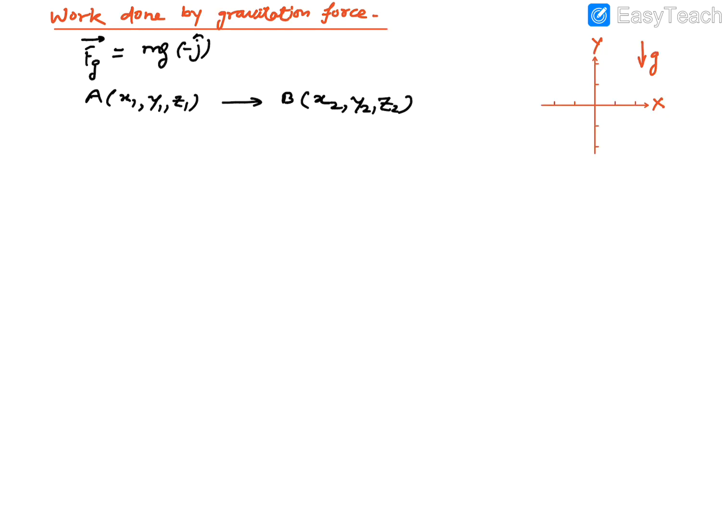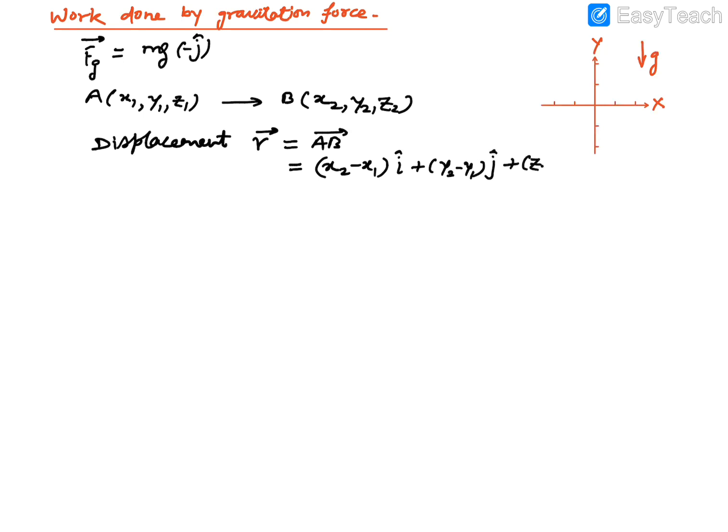So the displacement vector will be r, and that will be the vector ab as per vector notation. So you'll find this is going to be the position vector of b minus the position vector of a, and if we write it directly, it's going to be x2 minus x1 in the direction of i cap, plus y2 minus y1 in the direction of j cap, plus z2 minus z1 in the direction of k cap. So this will become the displacement if the body is moving from location a to location b.